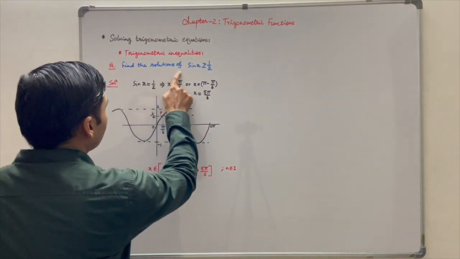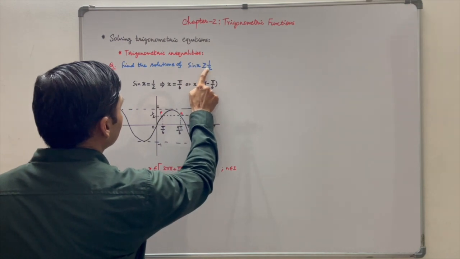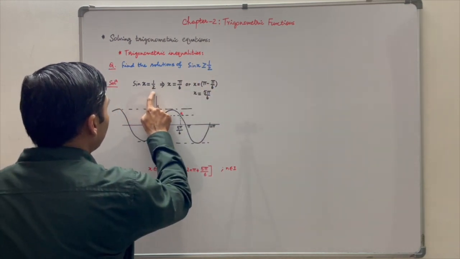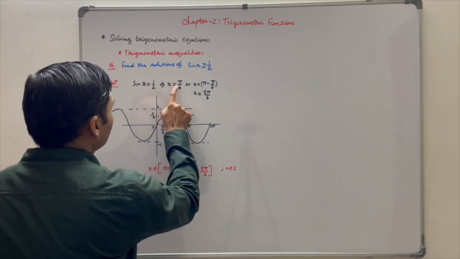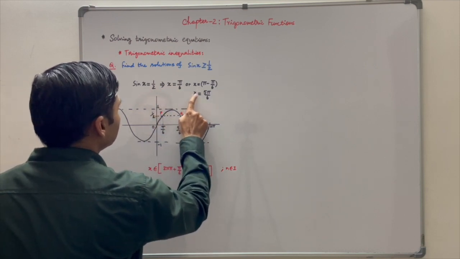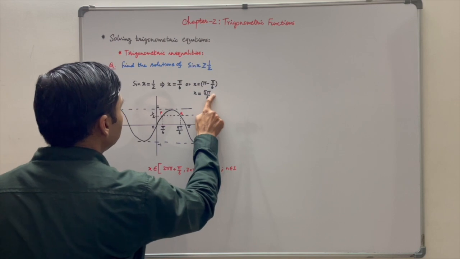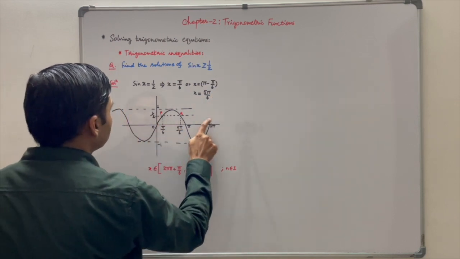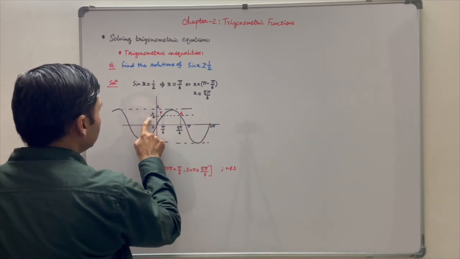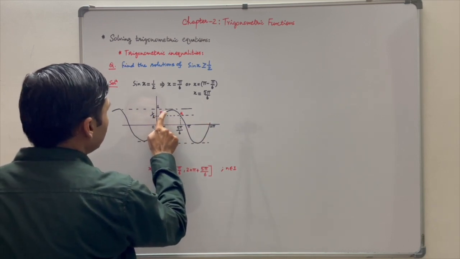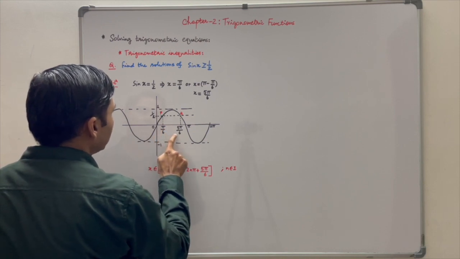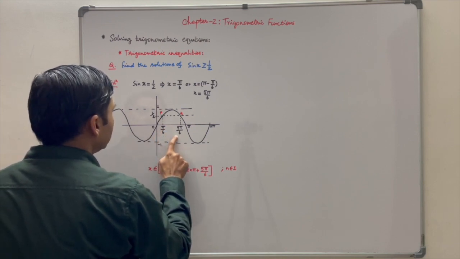Find the solutions of sin x greater than or equal to 1 by 2. Sin x is equal to 1 by 2 at 2 points, x is equal to pi by 6 and x is equal to 5 pi by 6 between 0 to 2 pi. This is the graph of sin x. The 1 by 2 value is achieved at 2 points P and Q, that is at x is equal to pi by 6 and at x is equal to 5 pi by 6.